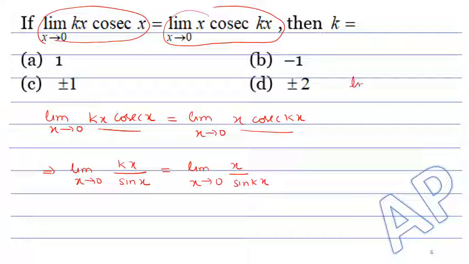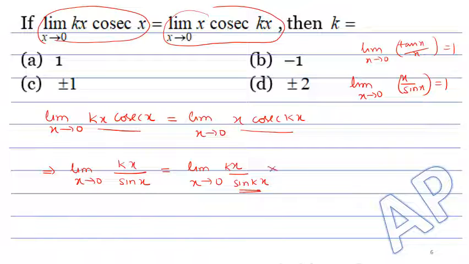We know that limit as x tends to 0 of x by sin x is 1. So we can all note these formulas. Limit as x tends to 0 of x by sin x is 1. Limit as x tends to 0 of tan x by x or x by tan x is also equal to 1. So now I have sin kx, so I have to multiply this by kx and let me divide by k. Here also I have kx by sin x.